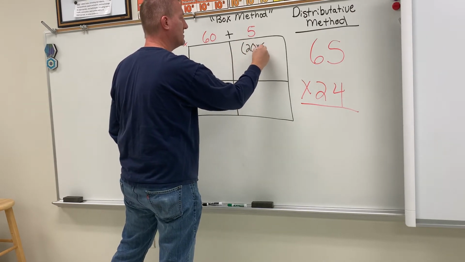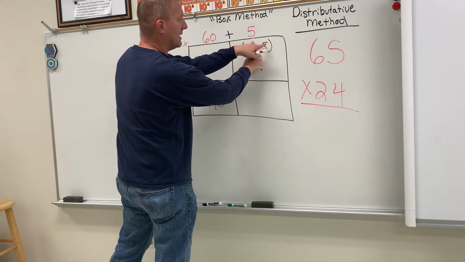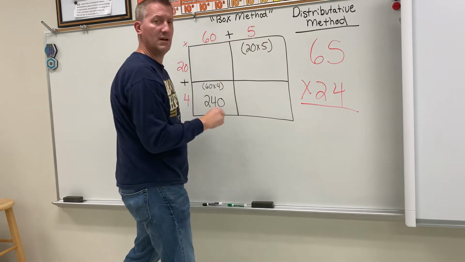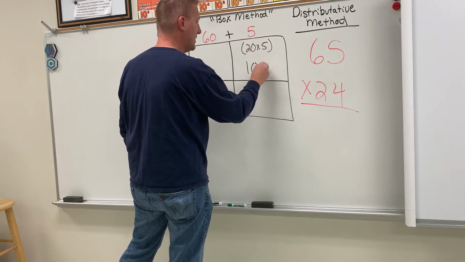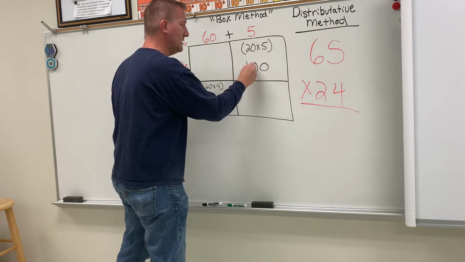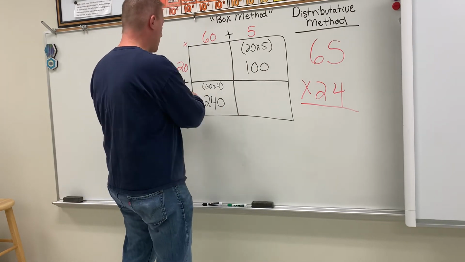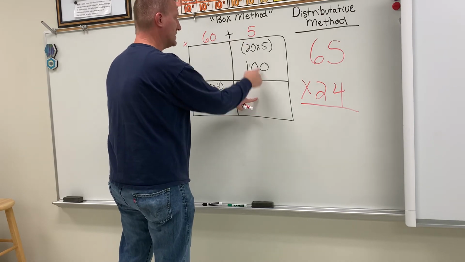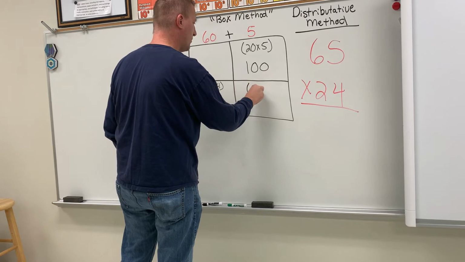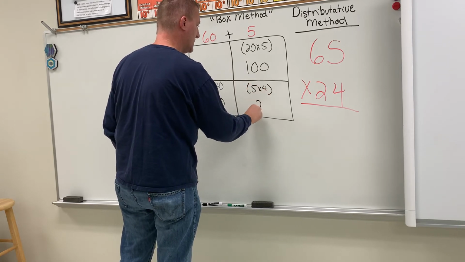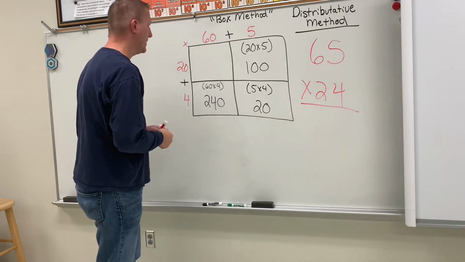20 times 5. Cover up the 0. 2 times 5 is what? 10. Yep. Put the 0 on the end. That's an easy one. Okay. All right, now we'll go to the easy one next. 5 times 4. 5 times 4 is 20. Okay.